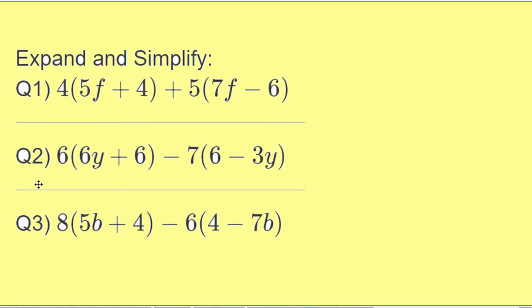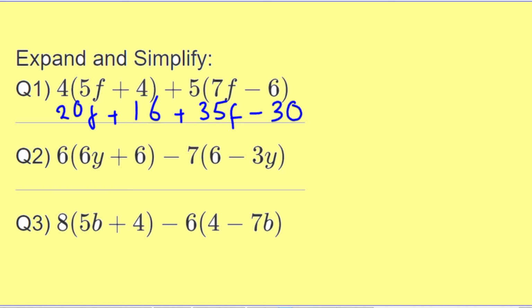Okay, the next sort of difficulty up is where we have negative or minus symbols in there, subtraction symbols. So again, we expand the bracket just as before. 4 times 5, we've got 20f. 4 times 4 is 16. Positive 5 times 7 is 35f. And now I've got positive 5 multiplied by 6. So positive and a negative is going to give us a negative, so it's negative 30.